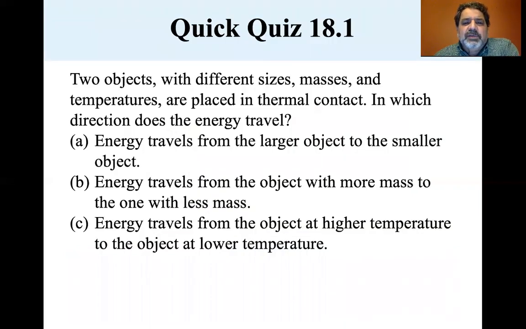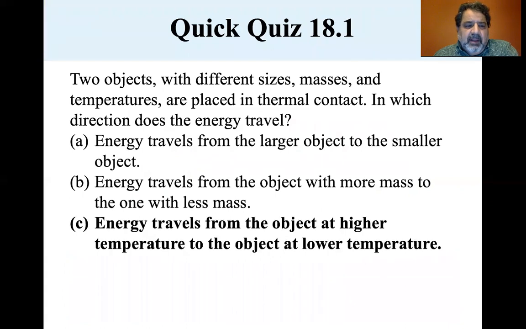Two objects with different sizes, masses, and temperatures are placed in thermal contact. In which direction does the energy travel? Energy travels from the larger object to the smaller object, or energy travels from the object with more mass to the one with less mass, or energy travels from the object at higher temperature to the object at lower temperature. Well, answer C: the energy travels from the object at higher temperature to the object at lower temperature.